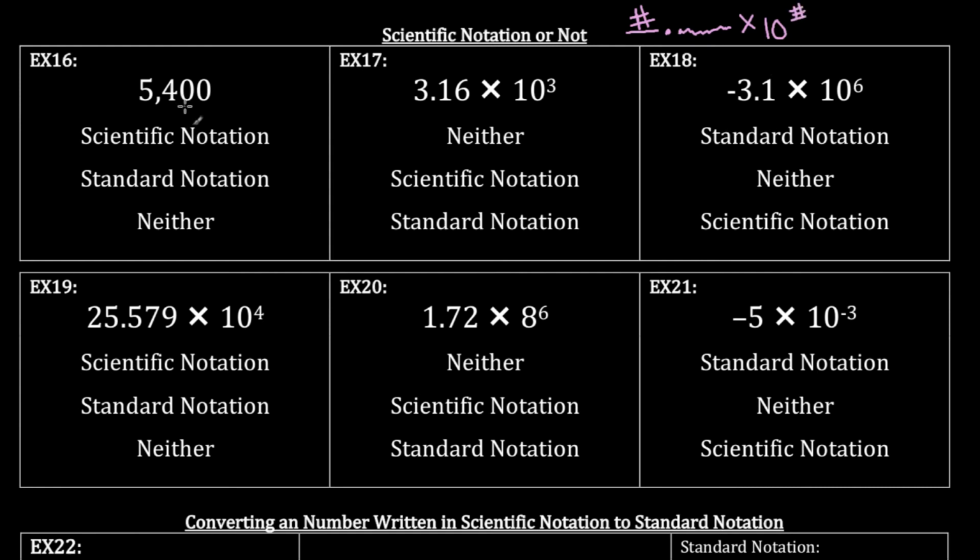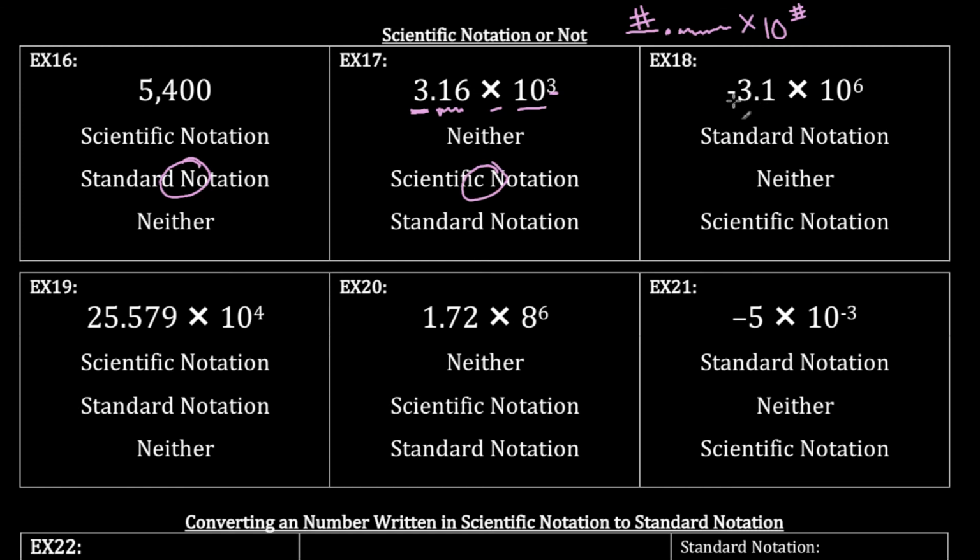So let's look at this first one. This first one is just a regular number. There's nothing special about it. It's just 5,400. This is standard, so it's called standard notation, a regular number. In this one, we have a single digit from 1 to 9, which is 3. We have a decimal and some more numbers, and we have times 10 to a power. So that is scientific notation.